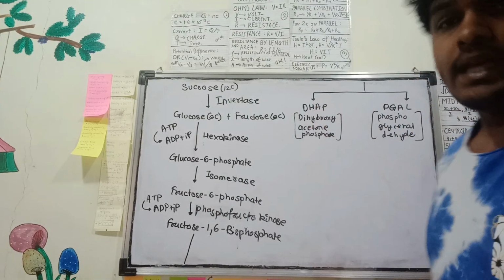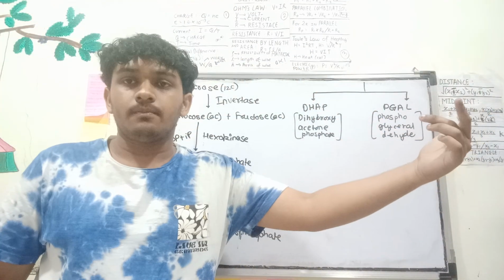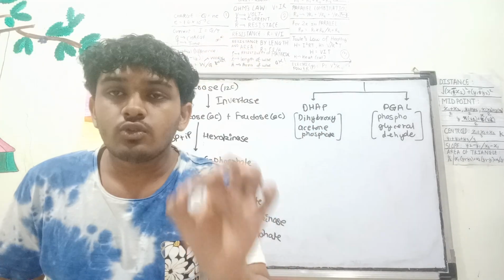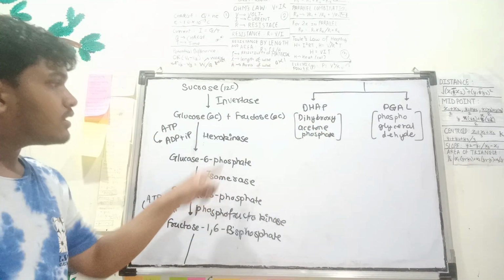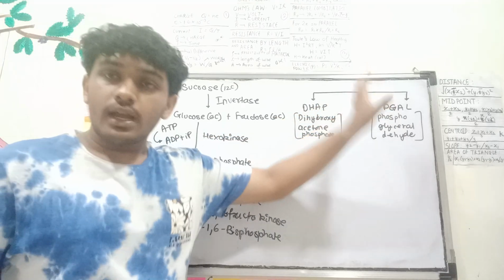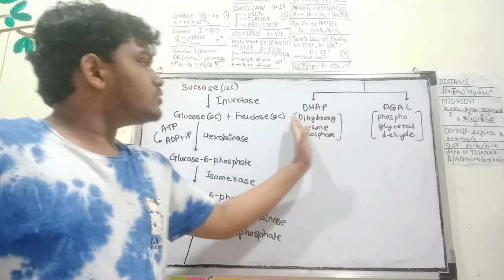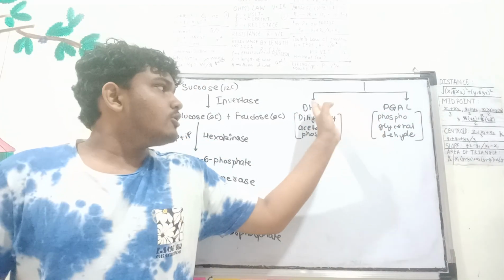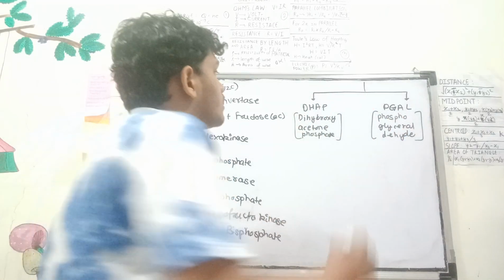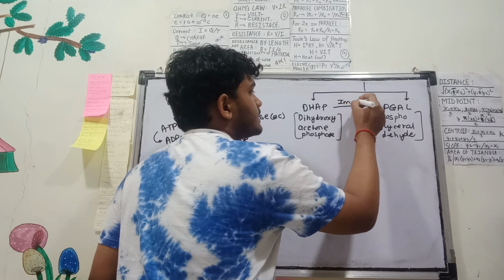Now what about DHAP? What happens to DHAP? DHAP converts into PGAL. How? By using the isomerase enzyme, which was used here as well. DHAP and PGAL are isomers of each other, and DHAP is converted into PGAL because there is no use of DHAP if PGAL is going to continue the reaction. So DHAP is converted into PGAL by the enzyme isomerase.